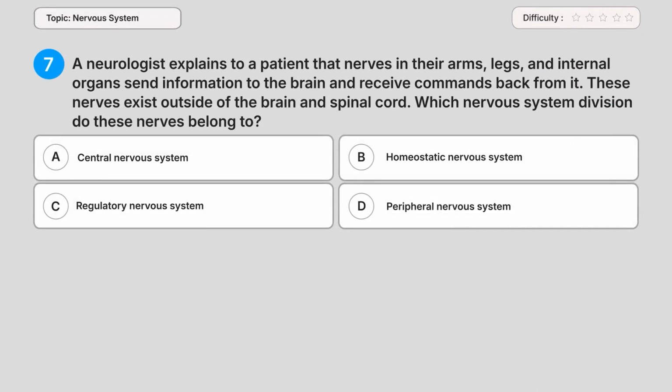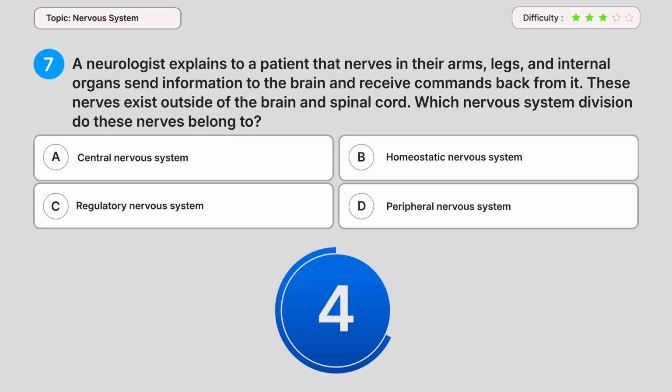7. A neurologist explains to a patient that nerves in their arms, legs and internal organs send information to the brain and receive commands back from it. These nerves exist outside of the brain and spinal cord. Which nervous system division do these nerves belong to? A. Central nervous system. B. Homeostatic nervous system. C. Regulatory nervous system. D. Peripheral nervous system. What do you think is the answer?